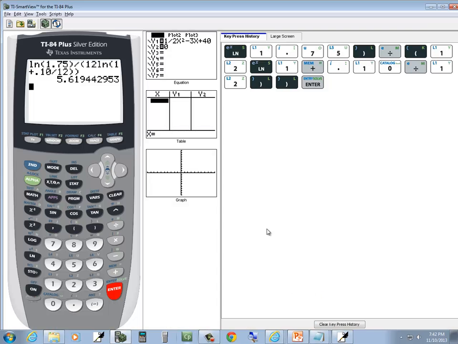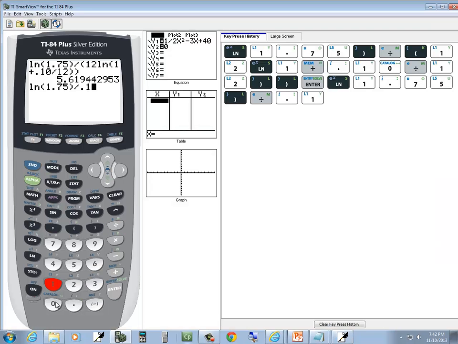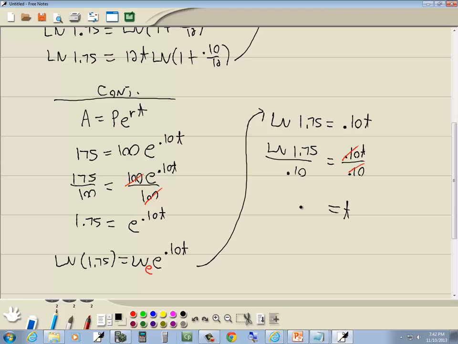So let's see. Natural log of 1.75, close parentheses, divided by 0.10 or 0.1. Enter. 5.6 would be our answer.